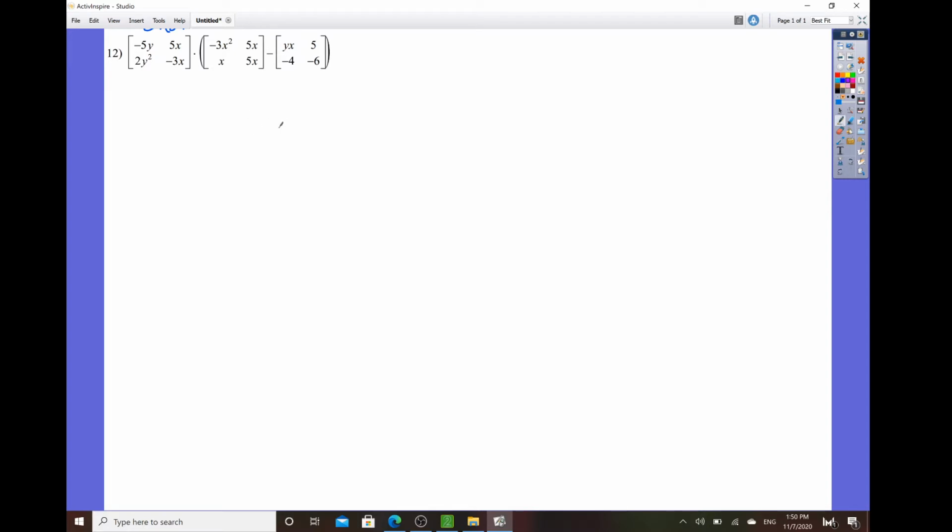What we got here, the first one, is a 2 by 2 matrix, so basically just rewrite it. The other one is also 2 by 2, and once you subtract, it's also 2 by 2. So it's negative 3x squared minus yx, and then 5x minus 5. Just keep it that way. x minus negative 4, so x plus 4, and then 5x minus negative 6, so 5x plus 6.